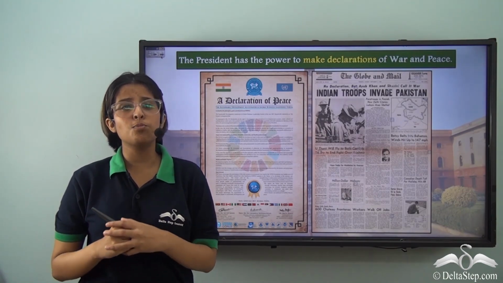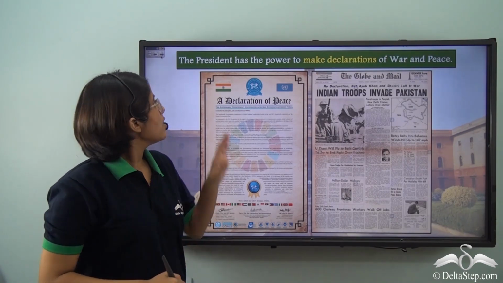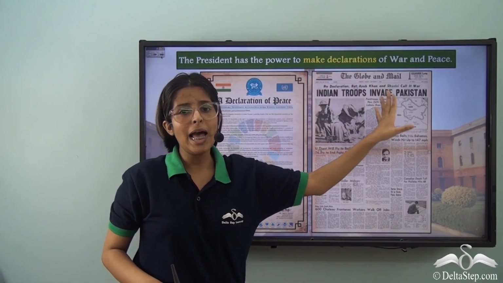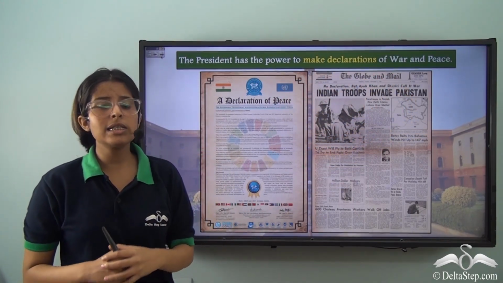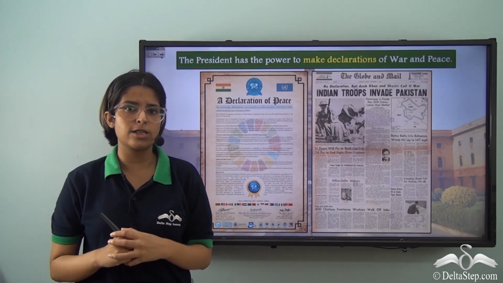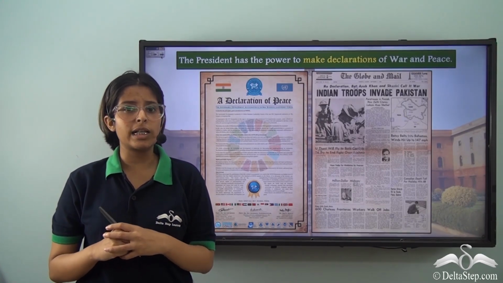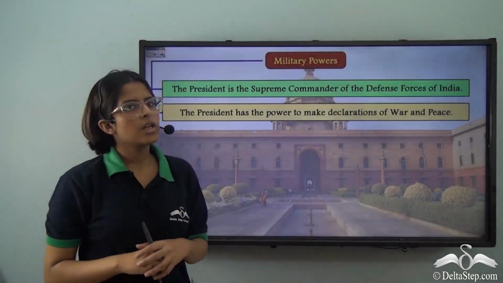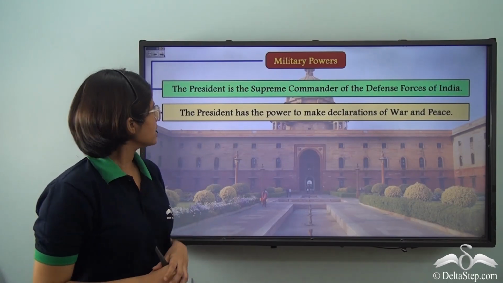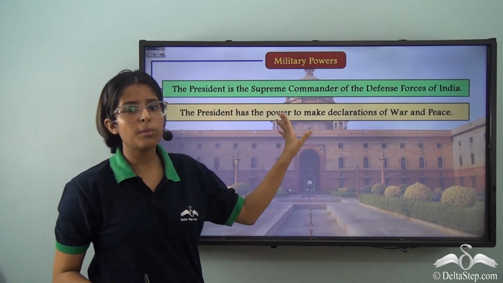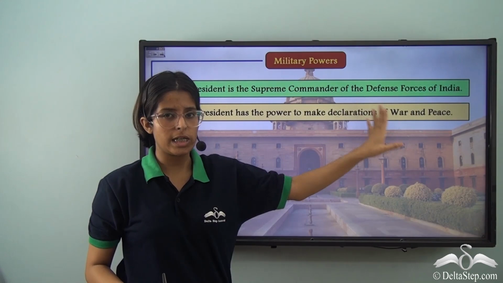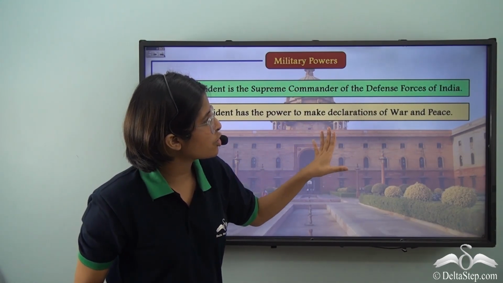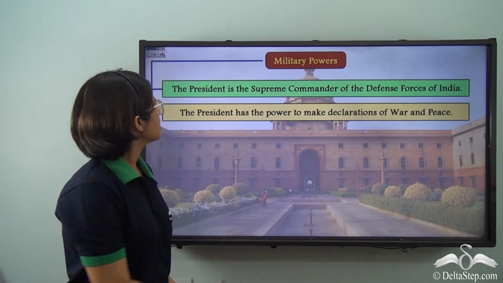Along with being the supreme commander of the armed forces, the President has the power to make declarations of war and peace. So since the President is the first citizen of the country, he gets to declare war and peace. So the military powers of the President include that the President is the supreme commander of the defense forces of India, and the President has the power to make declarations of war and peace.